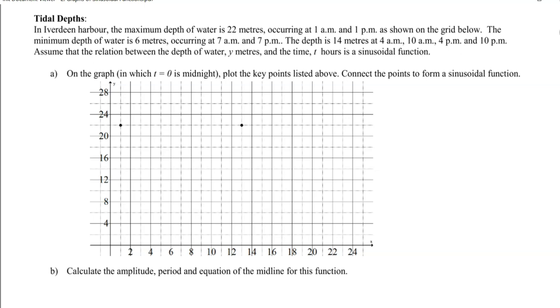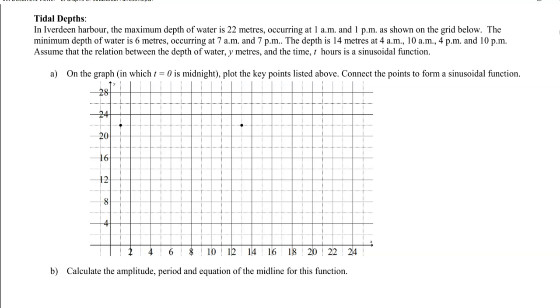So in Inverdean Harbor, the maximum depth of water is 22 meters, occurring at 1 a.m. and 1 p.m. So here we are. There's 1 a.m. There's 1 p.m., which would be 13 hours. Okay, so if we go on the 24-hour clock, after 12, it's 13, 14, 15. So in 10 minutes, the clock above there is going to turn to 1300. So it'll go to 13 hours. The minimum depth of water is 6 meters, occurring at 7 a.m.